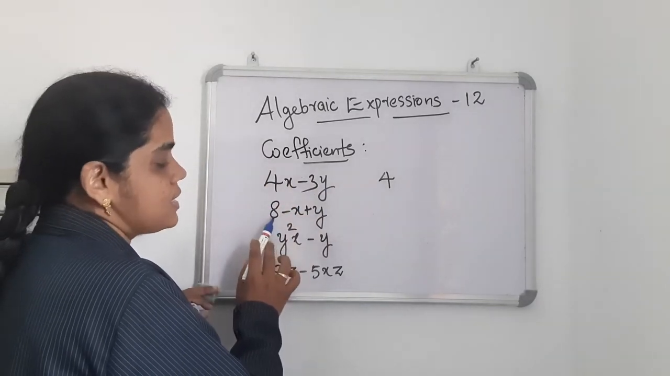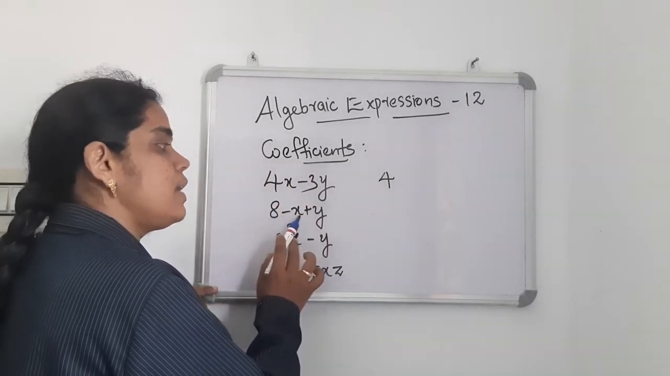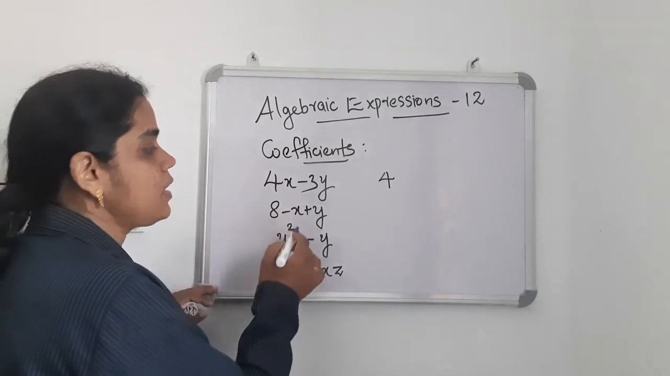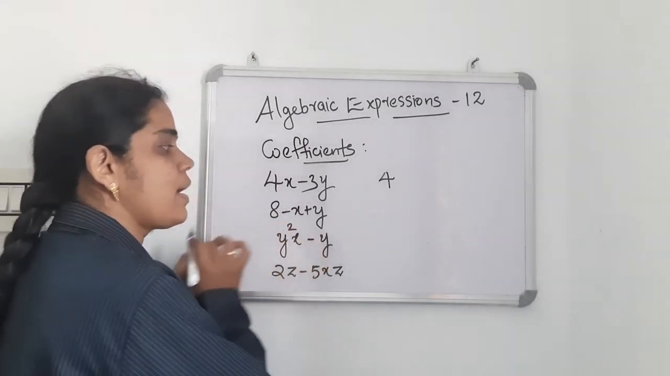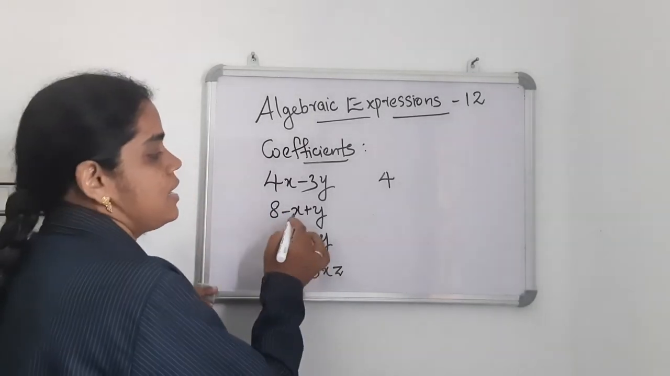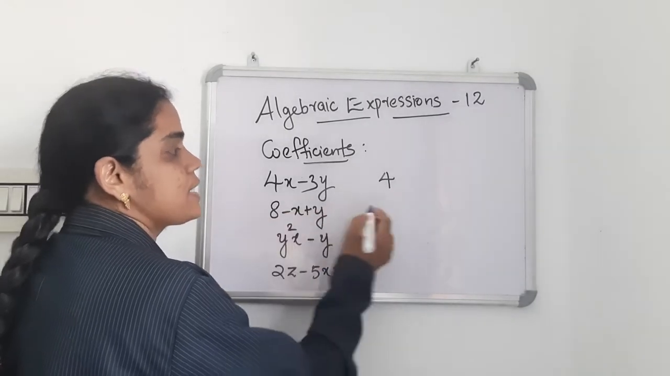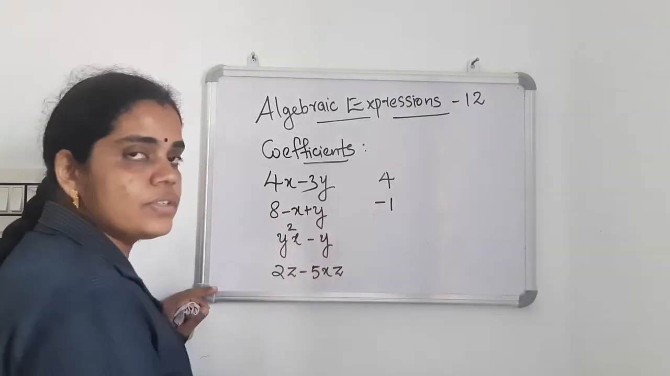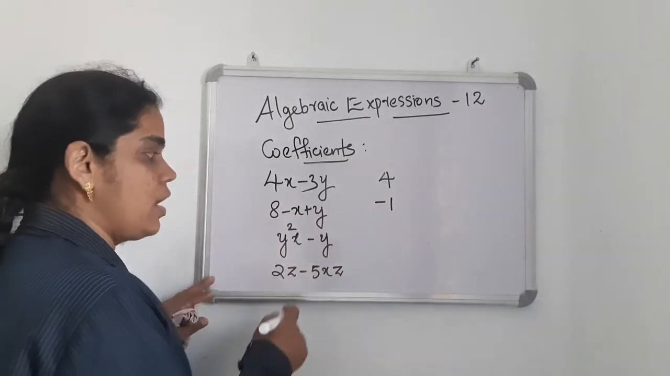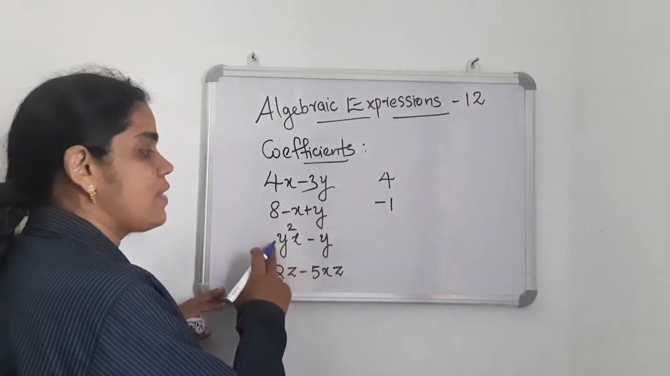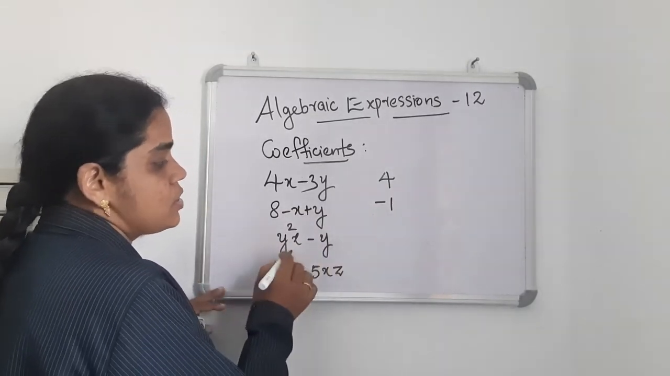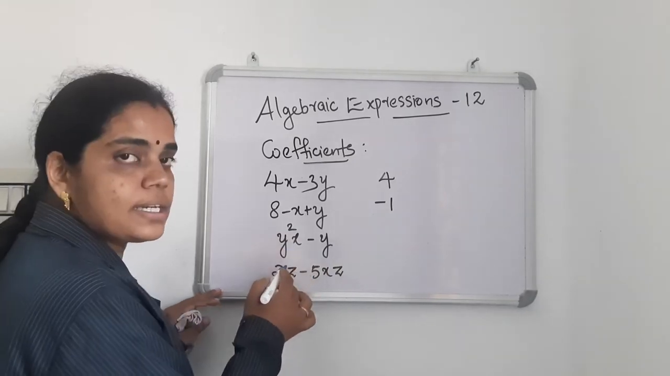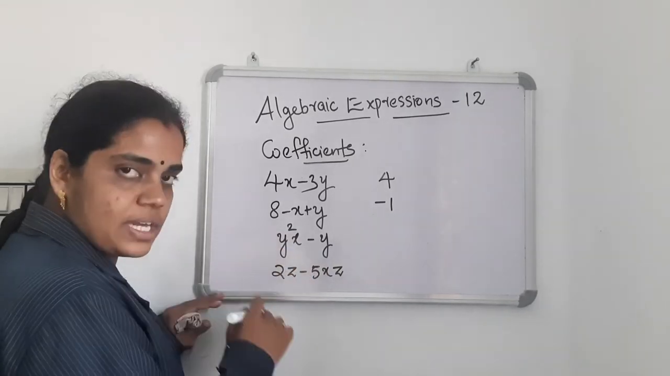Then let us consider the second question: 8 - x + y. So what is the number next to x? A negative sign is there, so its coefficient is -1. But in this case, yx² - y, the coefficient of x means here it is not a number. It is a variable itself.